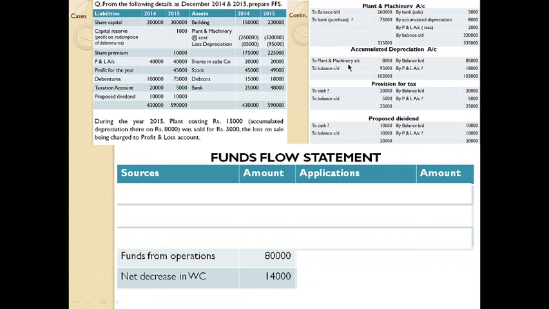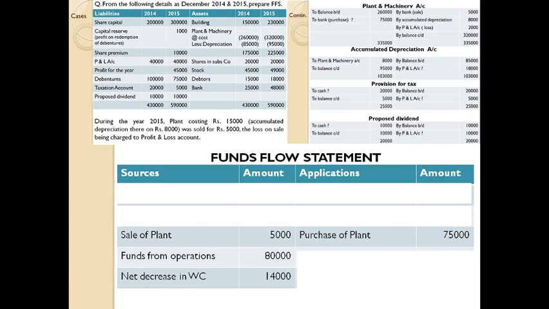That is, if you are looking for items in the non-current accounts, you have to consider only cash or bank items. First of all, the plant and machinery account: you can see there are two bank items. One is purchase and another is sale. Purchase is an application of funds and sale is a source of funds. So it has to be shown on the respective sides.